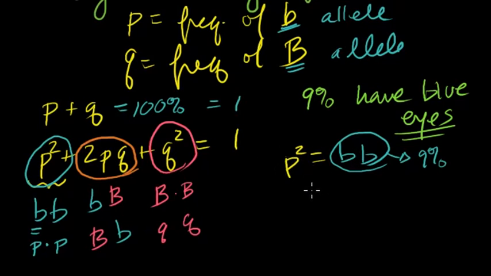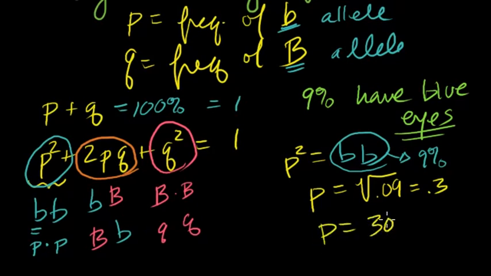So what's the frequency of the blue allele in the population? P is equal to the square root of 0.09, which is 0.3. So if you went and actually counted all of the alleles in the population, you would find that 30% of them are the lowercase blue. Now, a much smaller percentage of people, only 9%, show the blue eyes because you need 2 of them.